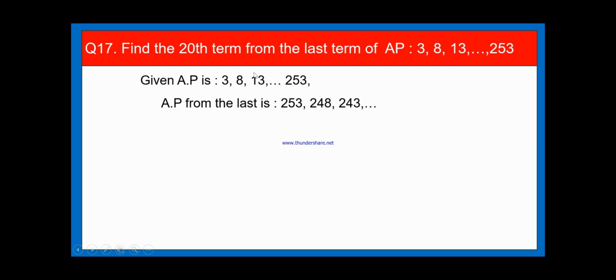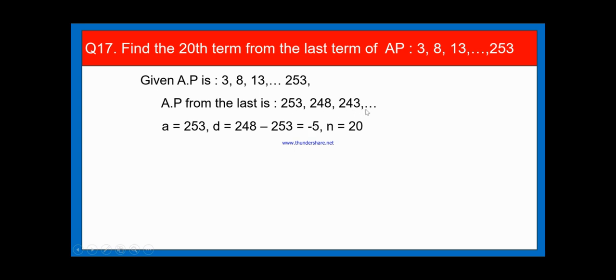If you write these terms from the backside, then you have to subtract. The last term will be the first term now, that is 253. Then the term preceding this is 253 minus 5. 253 minus 5 is 248. 248 minus 5 is 243. Like this, this is the new arithmetic progression. In this new arithmetic progression, the first term a is equal to 253 and the common difference is a2 minus a1. 248 minus 253 is minus 5.